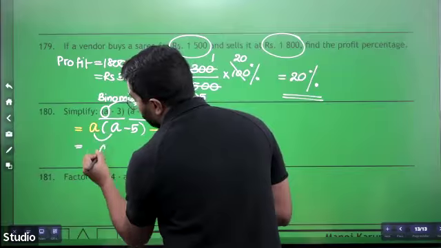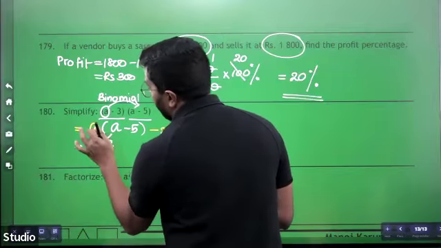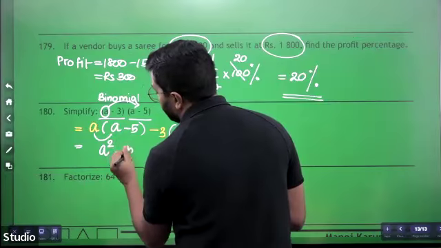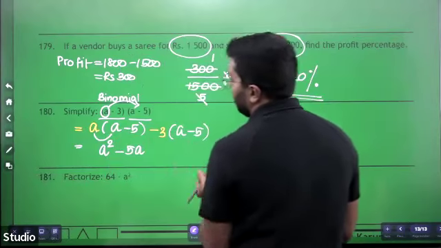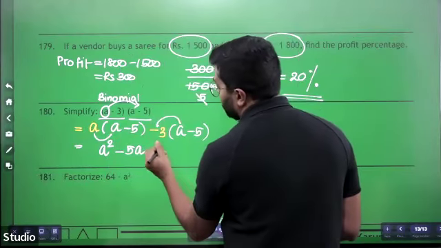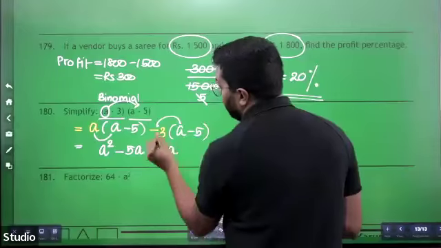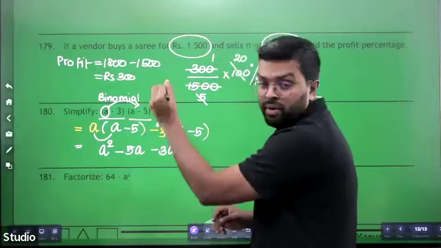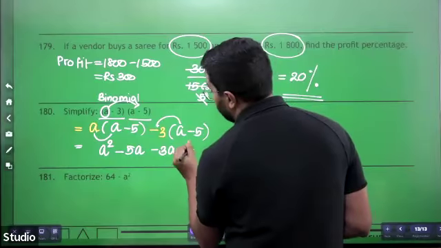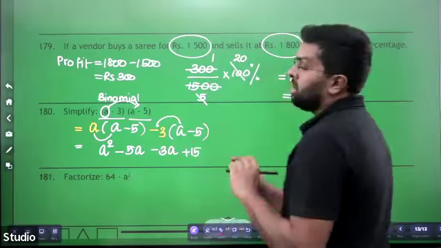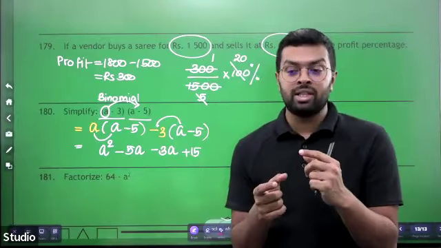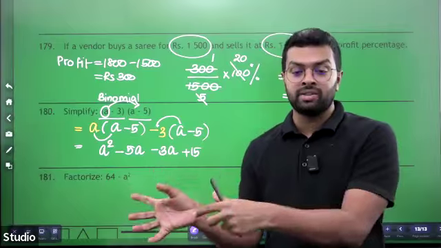A times a is a to the power 2. A into minus 5 gives you minus 5a. Minus 3 into a is minus 3a. Minus 3 into minus 5, here the answer is positive 15. Right? Directed numbers multiplication. These theories we have learned in grade 7 and 8.